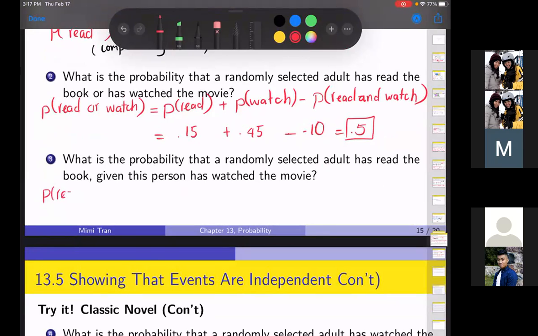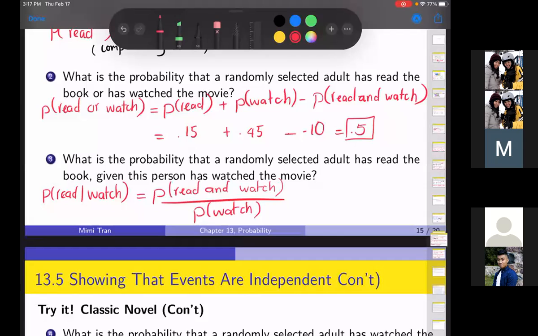P of read given watched. P of A given B, right? So P of read and watch divided by P of watch. I don't want you to think of it as a division, but it's easy to remember. Whatever is behind the vertical line, that's the denominator. Maybe that's easy for you to remember. All right, P of read and watch is 0.10. P of watch is 0.45. What do you have?